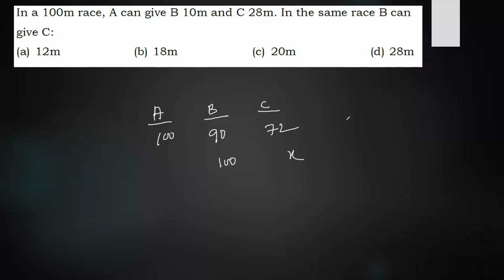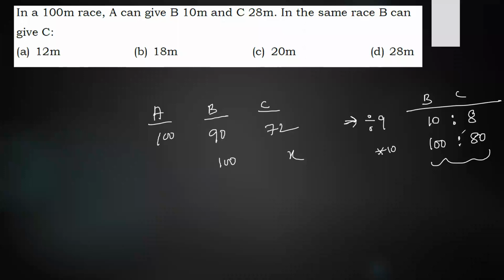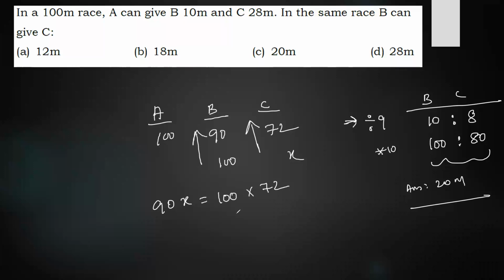Next question. In a 100 meter race, A can give B 10. So B runs 90. C runs 72. Now the question is, in the same race, how much can B give C? Use the ratio: if I divide by 9, you will get a 10:8 ratio. Multiply by 10 to get a 100 meter race. 100:80, so the difference between B and C is 20. The answer is 20 meter.